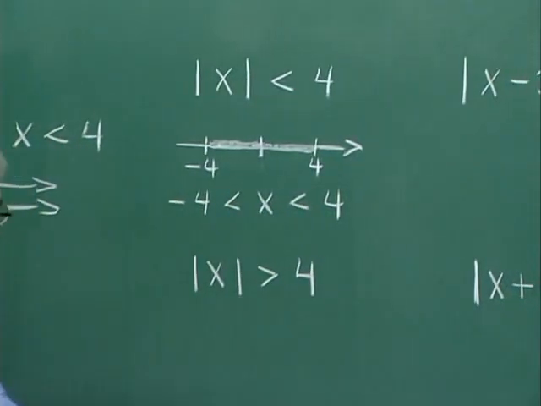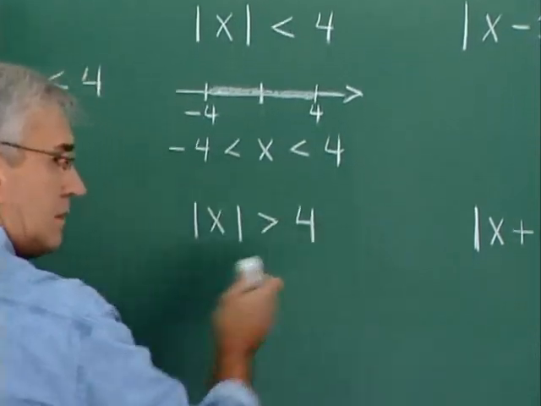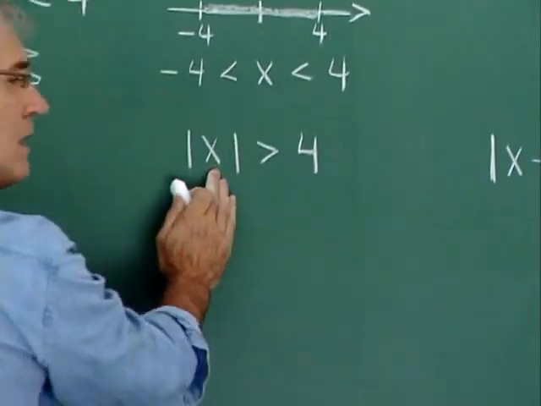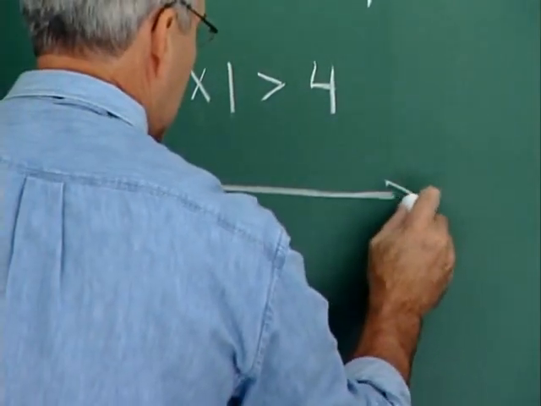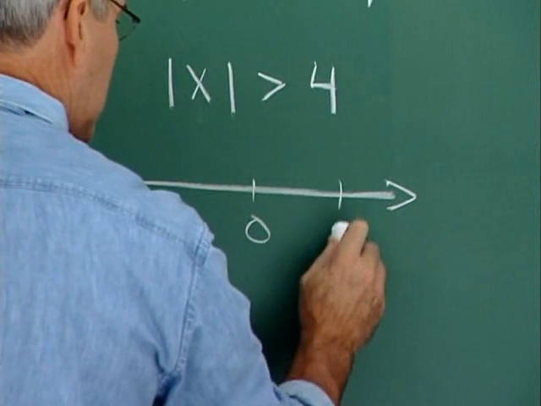All right, now think about this situation. And graphically, the distance from 0 on the number line is greater than 4. Here's 0.